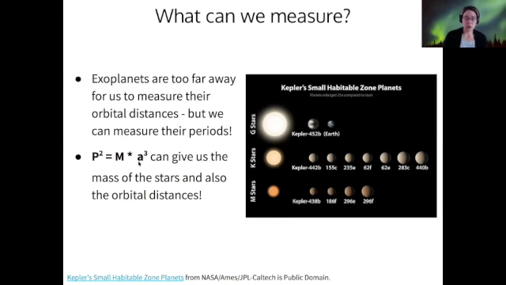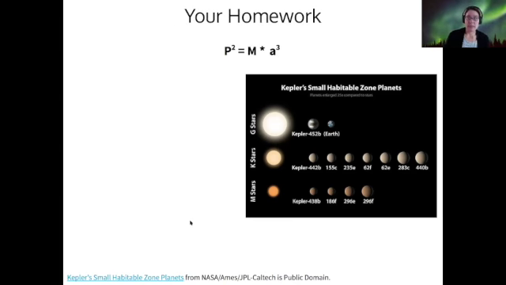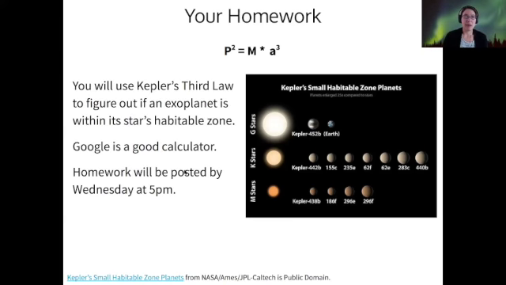So in your homework, what I'm going to do is give you this equation, P squared is M times a cubed. And I'm going to ask you to apply that equation to figure out if various exoplanets are within their star's habitable zone based on their orbital periods and the mass and temperature of their star. So hopefully this will be a fun way to apply what we've been learning about Kepler's laws.